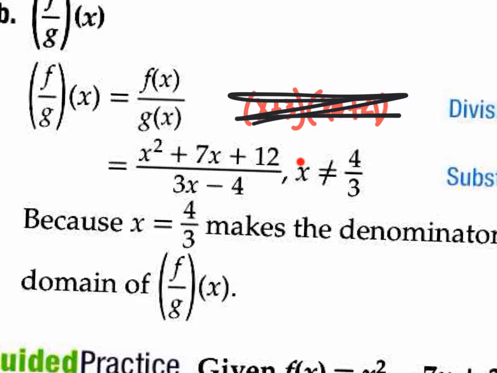Now notice what they wrote right here in addition to the answer. X cannot equal 4/3. What the heck? Where did they get that from? What does that mean, guys?